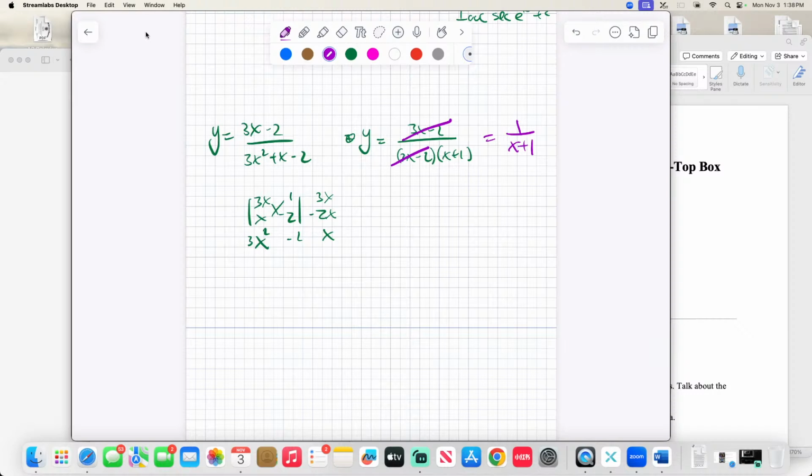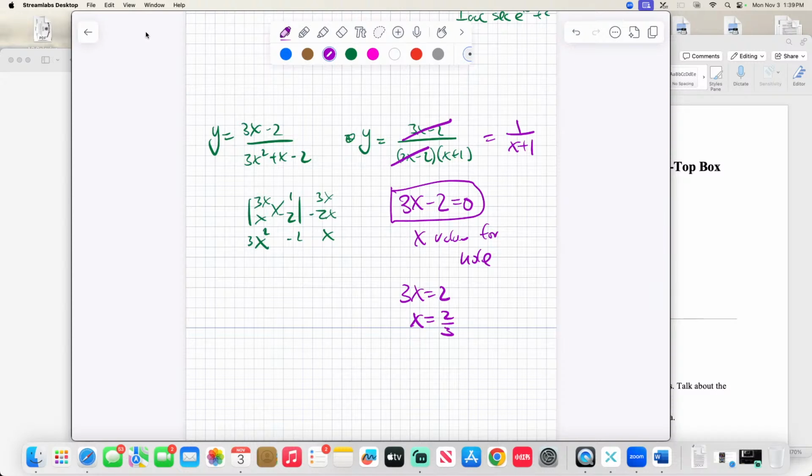Whatever you cancel is a what? It's a hole. Good. So 3x minus 2 is equal to 0. Is that okay? This is the x value for the hole. Now 3x equal to 2, x equal to 2 over 3. Is that okay?